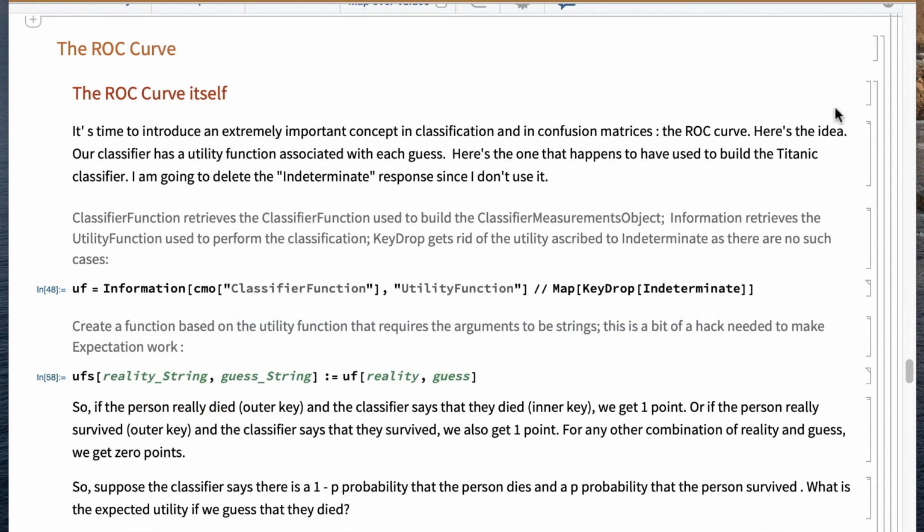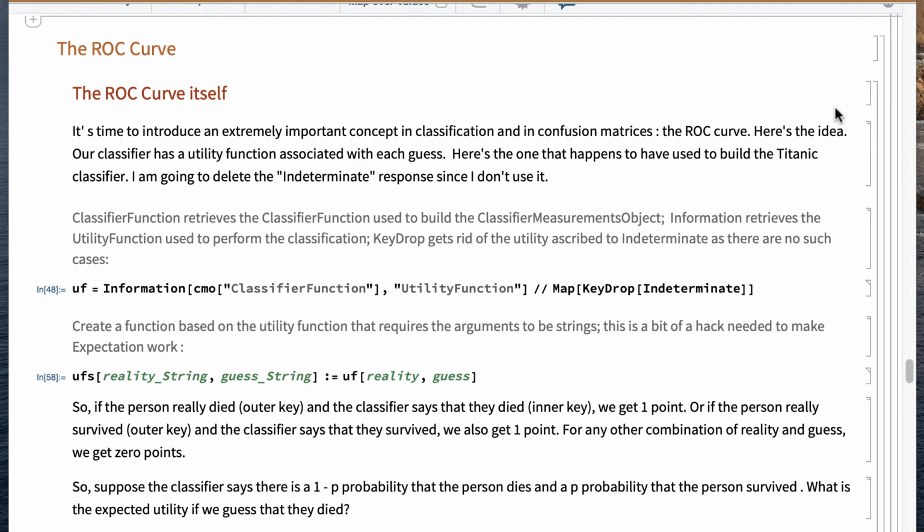Time to learn about a really important concept in classification and in confusion matrices, the ROC curve. ROC stands for Receiver Operating Characteristic, and it originally comes out of signal processing, but it actually is very useful here. Let's talk about what the ROC curve is. Oh, by the way, it's also going to prove to be crucial to our understanding about issues of discrimination in looking at classifiers. Okay, the idea.